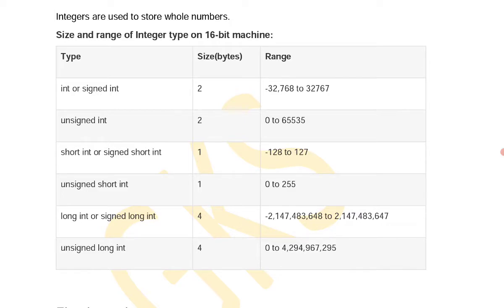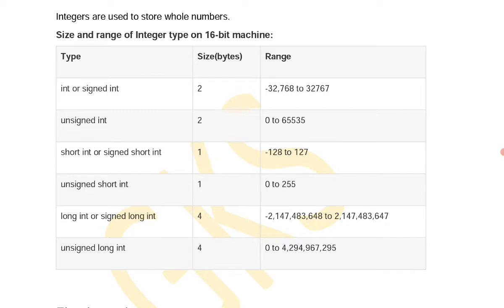Next is short int, or signed short int. Generally, short int occupies only 1 byte of information in the internal memory, and the range of values is minus 128 to plus 127 only.